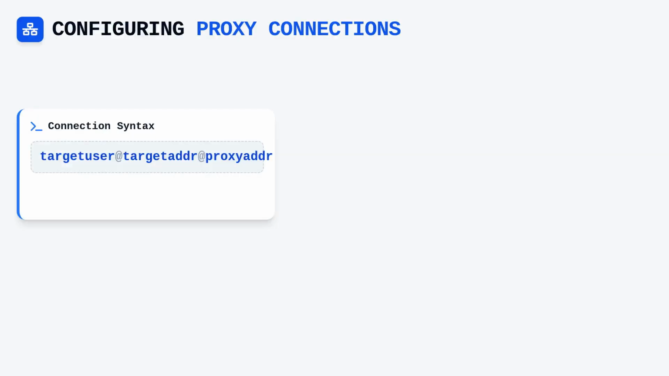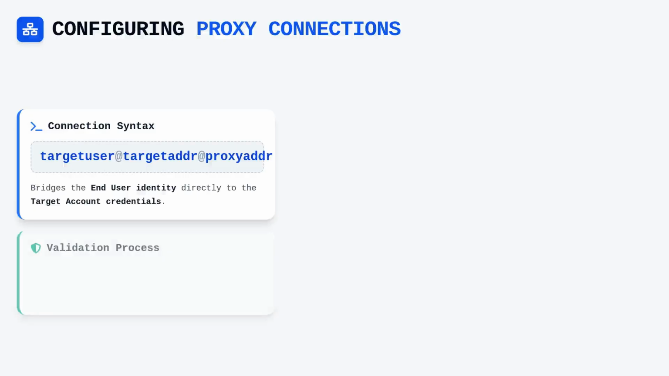Configuring these proxy connections requires an understanding of the specific syntax required to bridge the identity of the end user with the target account credentials. Users typically connect using a string formatted as target username at target address at proxy address, which informs the PSMP how to handle the request.